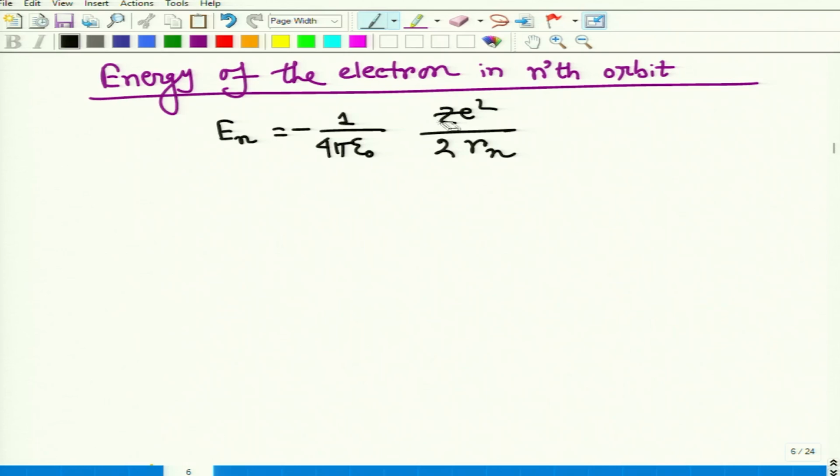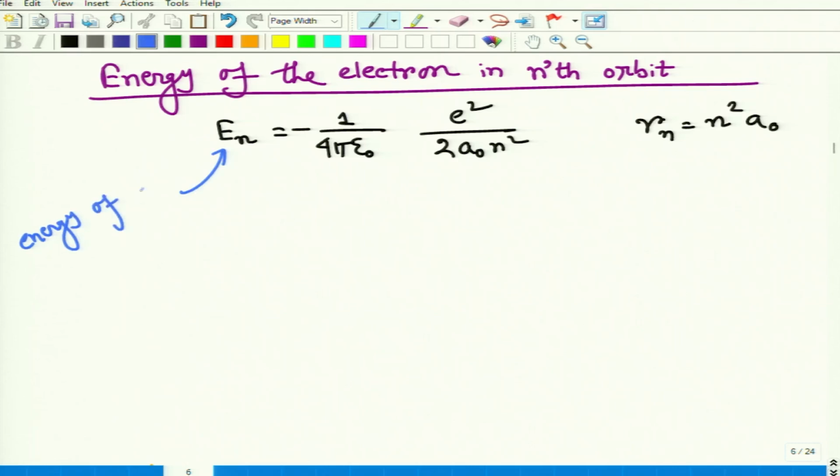For the hydrogen atom, Z is 1, so we can write it. This is for the hydrogen atom, and we know that Rn is n square a naught. If we put it in, then we obtain a naught n square. So exactly, this is the form. This form is directly written in books, but let me write it: the energy of the electron in the nth orbit.